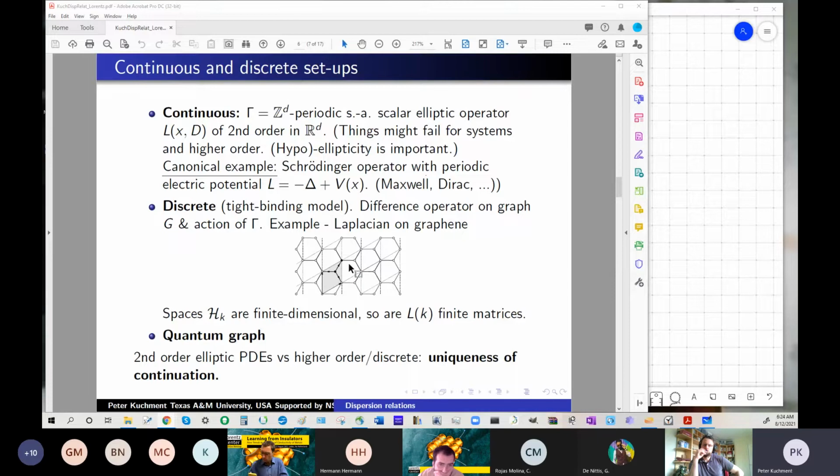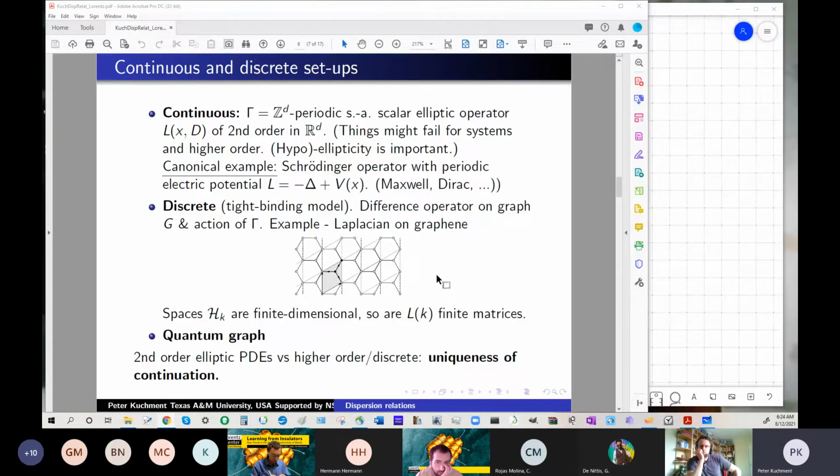Using the tight binding model, for instance, the one very frequently used for studying graphene, you have a discrete operator. This is the graph of graphene, this fundamental domain. It contains only 2 atoms per fundamental domain, and therefore those spaces are finite dimensional. In the case of graphene, they are 2-dimensional. So luckily, those L of k are matrices.